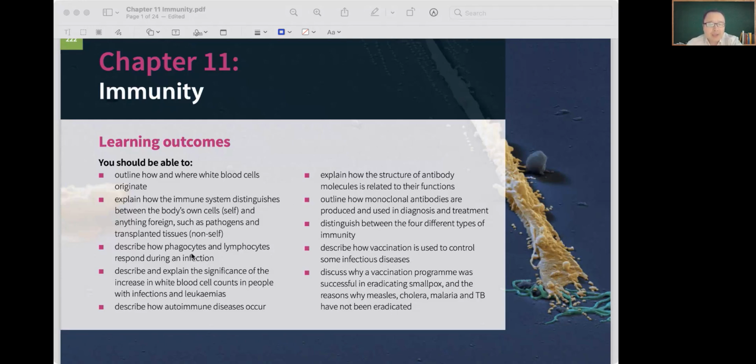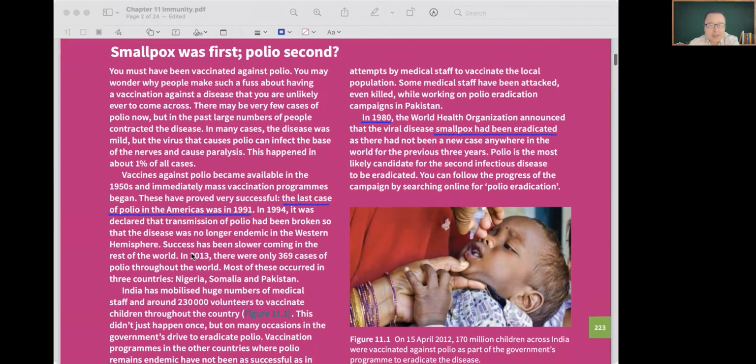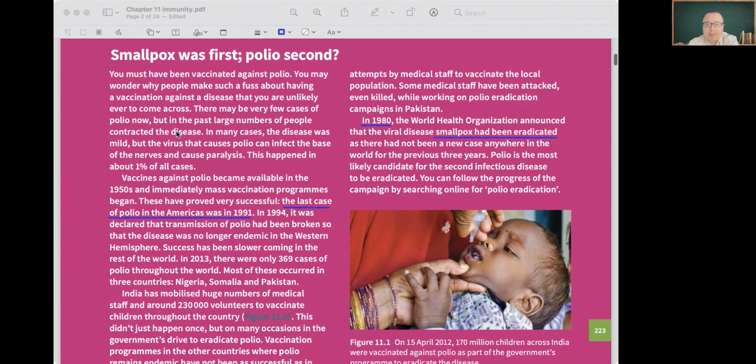Okay, now that's all about the general introduction of chapter 11, immunity. But first, let's talk about the diseases smallpox and polio. I'm not sure that you know these two diseases. Smallpox in Chinese is 天花; polio in Chinese is 脊髓灰质炎. Both of these diseases have been eradicated not only in China but also around the world.